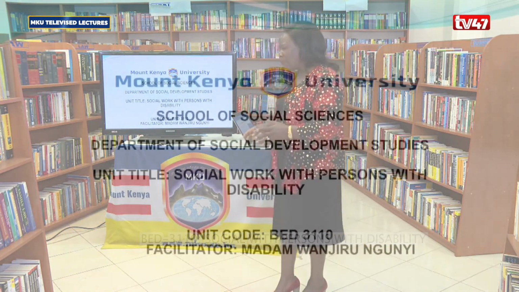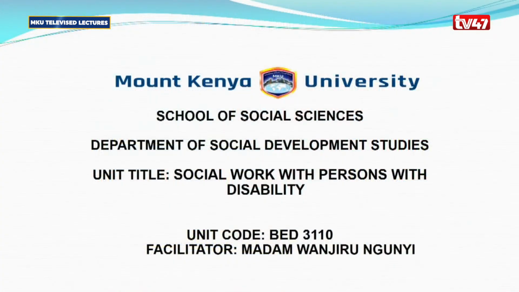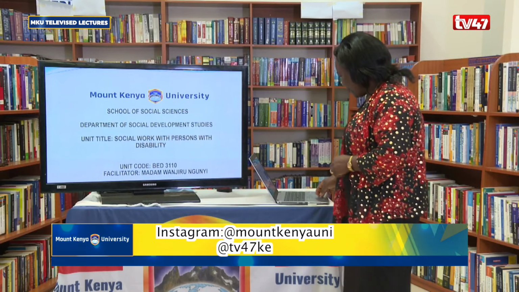So today I want us to bring us to speed to what we have for our lecture today. Which unit is this? It is BED3110, Social Work with Persons with Disability. My name is Wanjiru Ngunyi from Mount Kenya University.